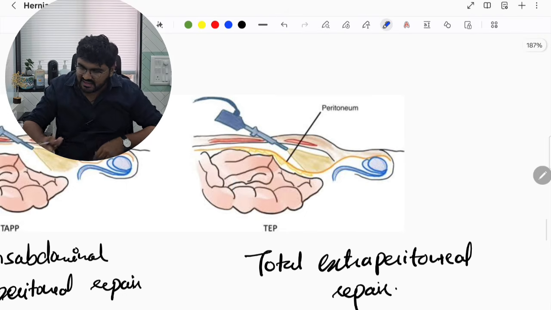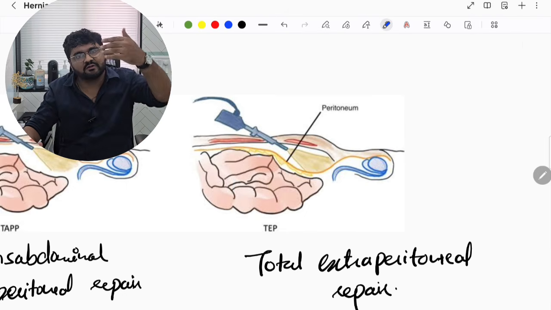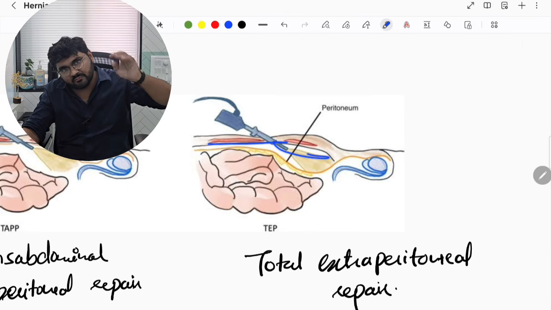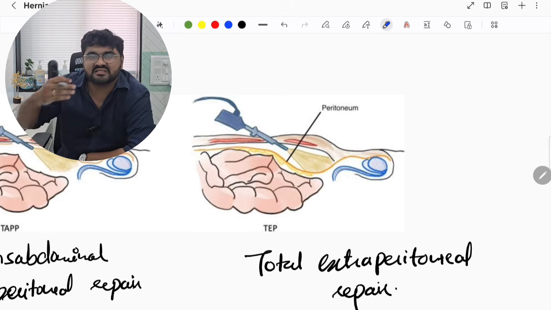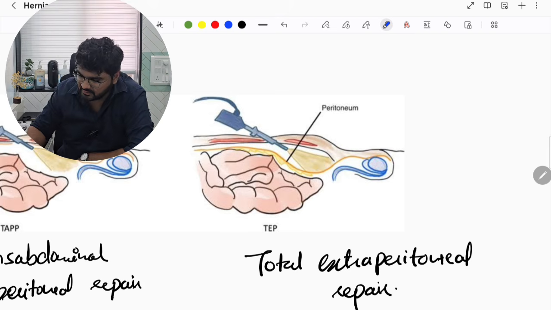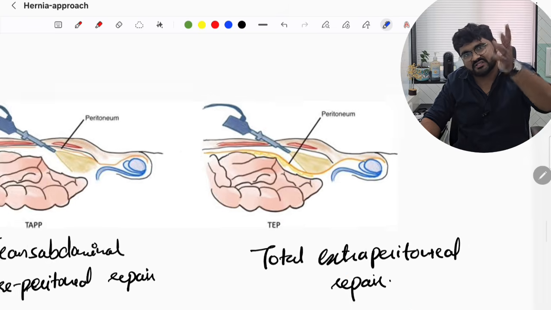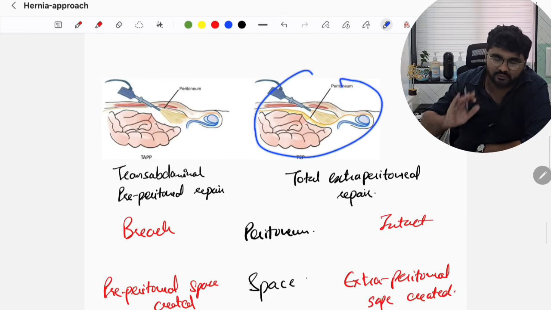The other repair is that you stay outside the peritoneum. You don't breach the peritoneum, you are outside. Okay, so this is total extraperitoneal repair. Totally, you are putting the mesh extraperitoneal. This is total extraperitoneal repair.